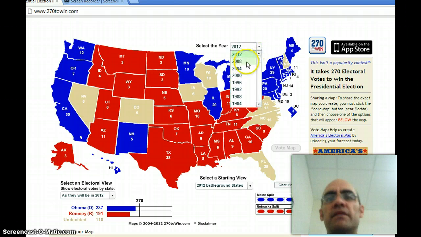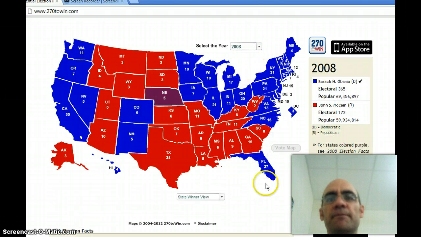Let's look back at the 2008 map, and you'll see that Barack Obama won 365 votes right there, and John McCain won 173 Electoral College votes. You'll notice too that there's a state in purple. That's Maine. I'm sorry, that's Nebraska. And we'll talk about Nebraska and Maine in one moment here. But Barack Obama obviously won the 2008 election. He did not win because he won 69 million popular votes. He won because he won more than 270 Electoral College votes.